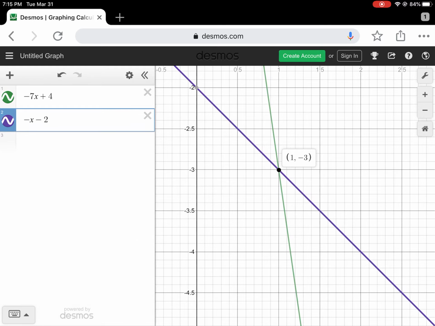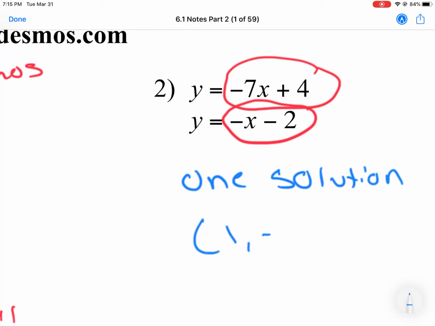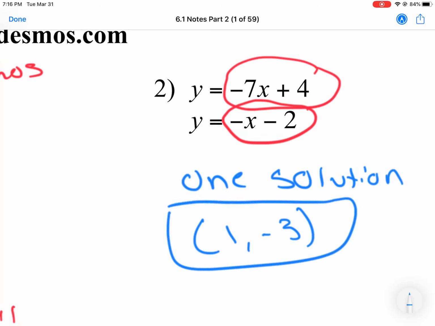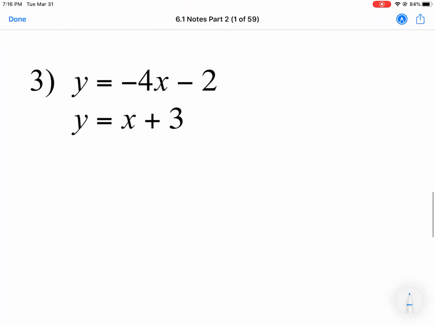All right, good. So we can see this graph clearly has one solution, and they intersect at the point 1, negative 3. So I'm going to write that in blue because that's a cool color. One solution, and it is 1, negative 3. And that's my answer. So that's really all we're doing. You're plugging these into Desmos, the same concept we've been doing, but you just have to do some of the work now. Sound good? All right, good. 2 more, and that's all.